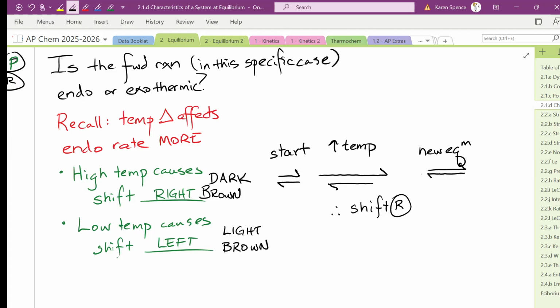When I put it into cold water, it turned light brown. Therefore, high temperature must have been causing it to shift to the right. Low temperature must have been causing it to shift to the left, the way the reaction is written now. It would be backwards if we had written the reaction backwards. Is that good? Yeah? Okay. Now, do you have to go through all these mental gymnastics every time?